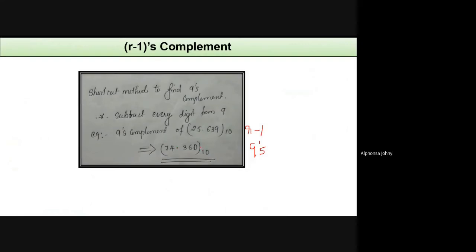So the fractional side is over. Then we need to subtract 9 minus 5. 9 minus 5 is 4. 9 minus 2 is 7. So the answer is 74.360 to the base 10. The 9's complement of this number is 74.360 to the base 10.